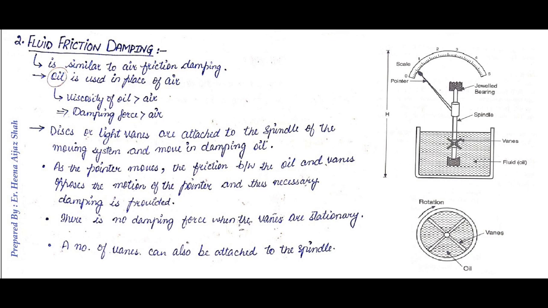What happens in fluid friction damping is that the discs or light vanes that we also used in air friction damping are also used here.